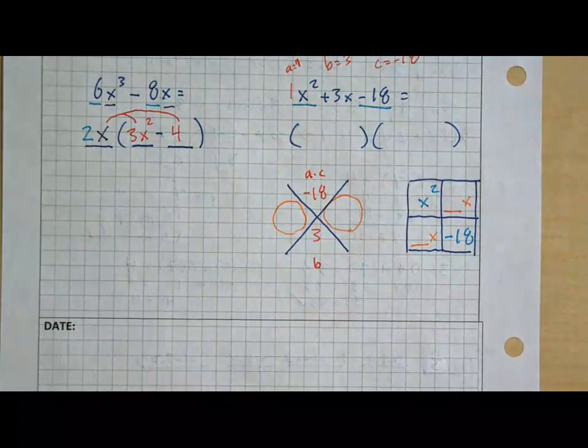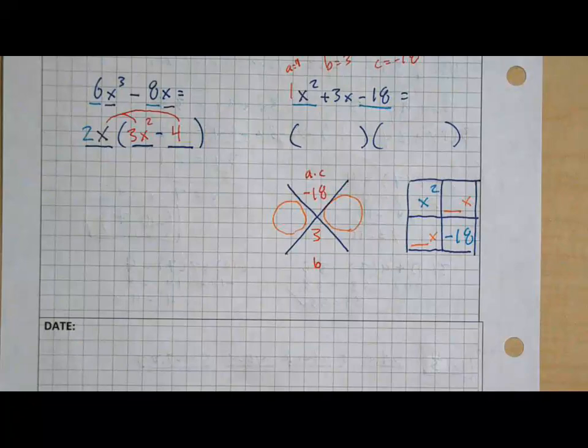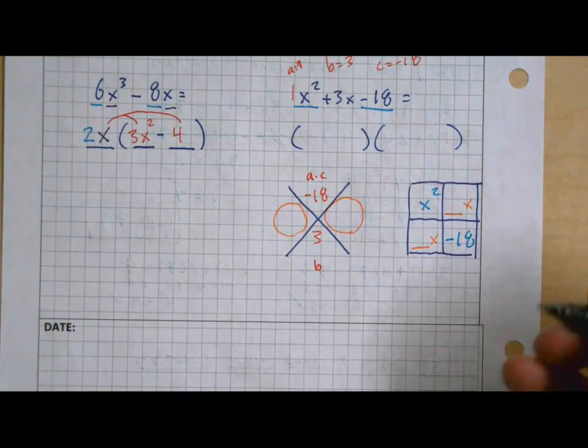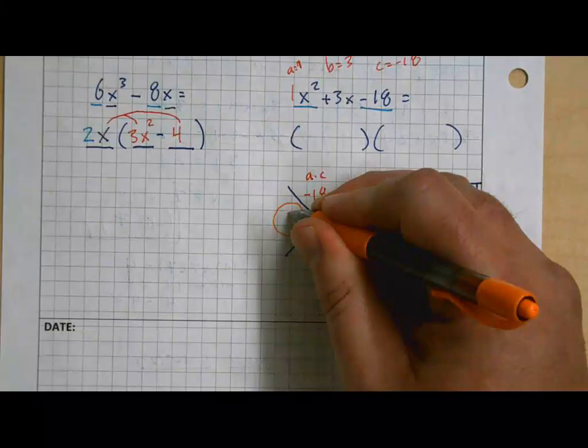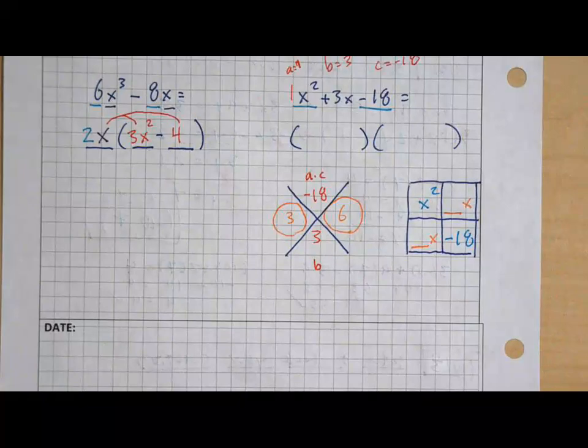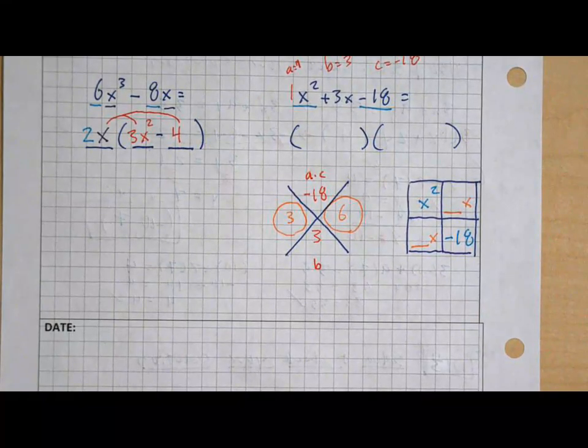You guys did a bunch of diamond problems last year. This becomes a diamond problem now. I'm looking for 2 numbers that are going to multiply to give me negative 18 and add up to 3. And 3 and 6 are going to work if I make the correct one negative. One of them needs to be negative.